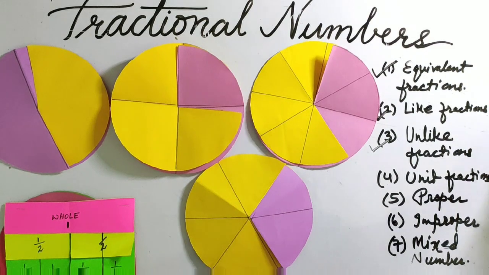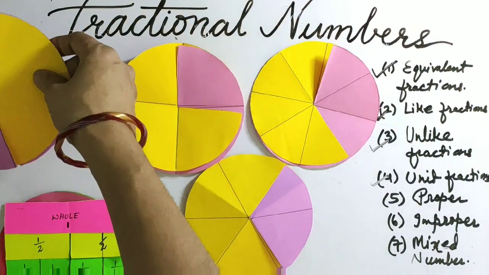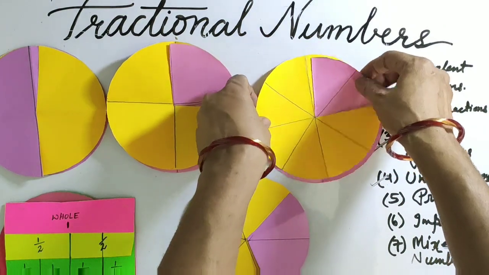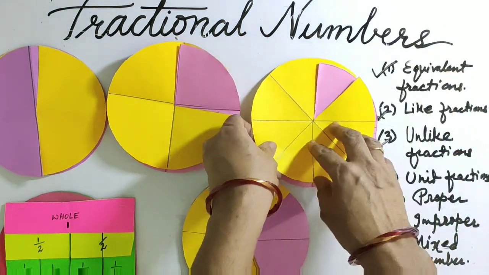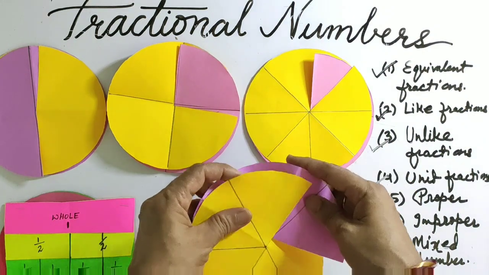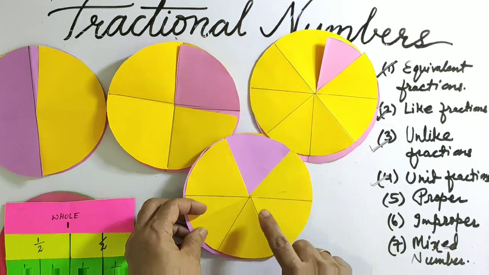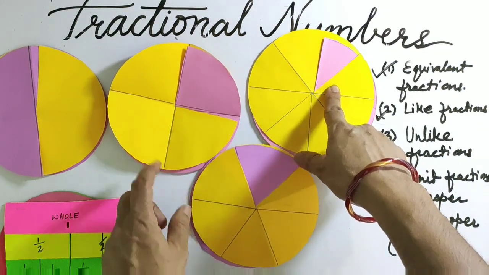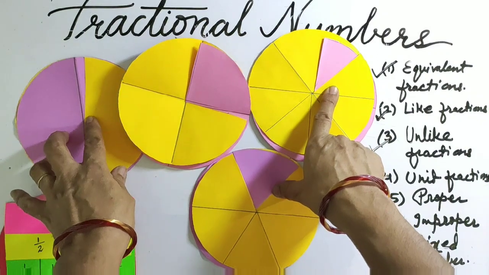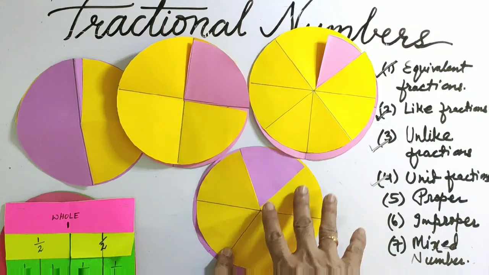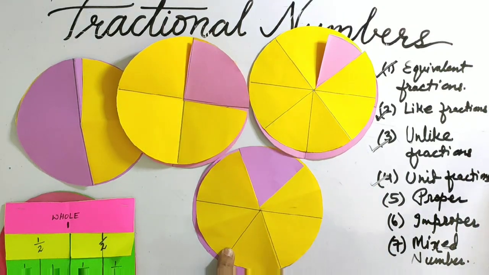Next is unit fraction. Unit fraction means the fraction whose numerator is 1. So it is 1 by 2, it is 1 by 4, 1 by 8, and it is 1 by 6. See here, it is 1 by 6, 1 by 6, 1 by 8, 1 by 4, 1 by 2. Means all are having numerator 1. So these are unit fractions, is it?